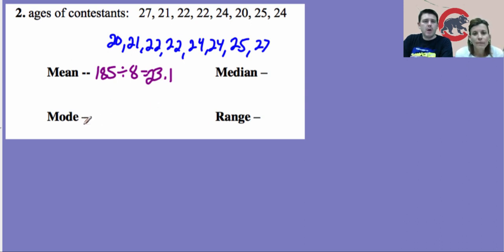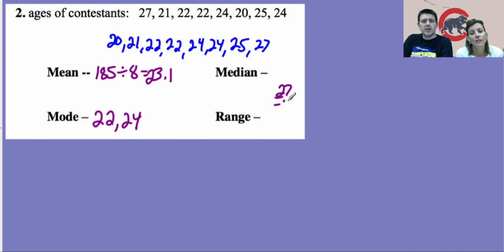Now let's look for the mode. I see a couple 22s and a couple 24s. They both occurred the same amount of time, so they both count as the mode. If nothing repeats more than once, then you have no mode, just in case you get to that.